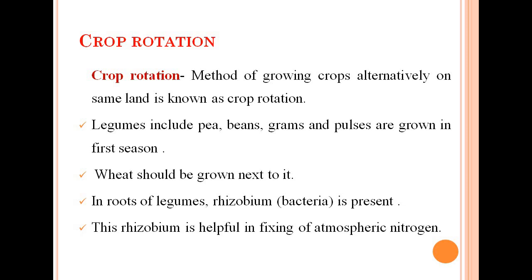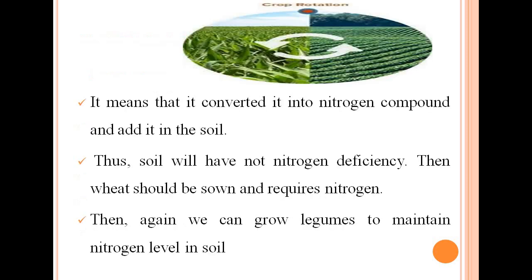Clear? So till here we have studied the two techniques through which the crop yield can be increased. The first one was mixed cultivation and the second one was crop rotation. Now in this slide we have seen that the atmospheric nitrogen is being converted into a nitrogen compound with the help of rhizobium bacteria. Means we are in a condition to define the role of rhizobium played here. Rhizobium is converting the atmospheric nitrogen to a nitrogen compound and adding it into the soil.